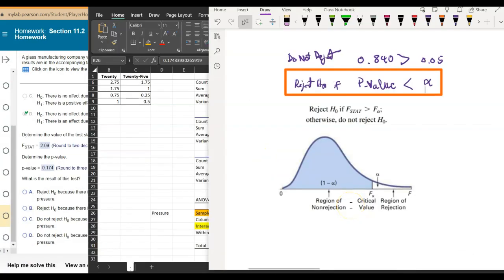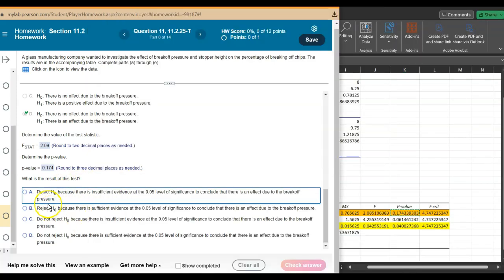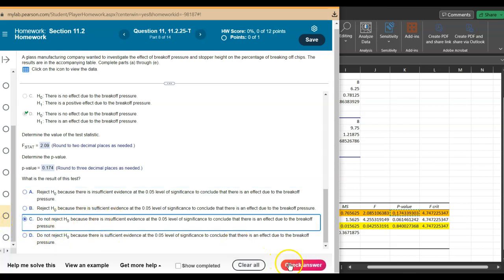Okay, great. We get a similar scenario. So instead of 0.84, we get the p-value is 0.174, and still again greater than the alpha. So we are not rejecting. Do not reject. So it could be either C or D. C is saying insufficient evidence and D is saying sufficient evidence. Always for do not reject, insufficient. So it would be C.